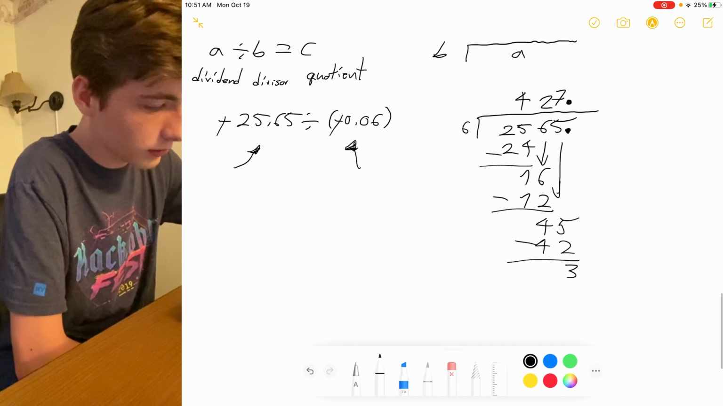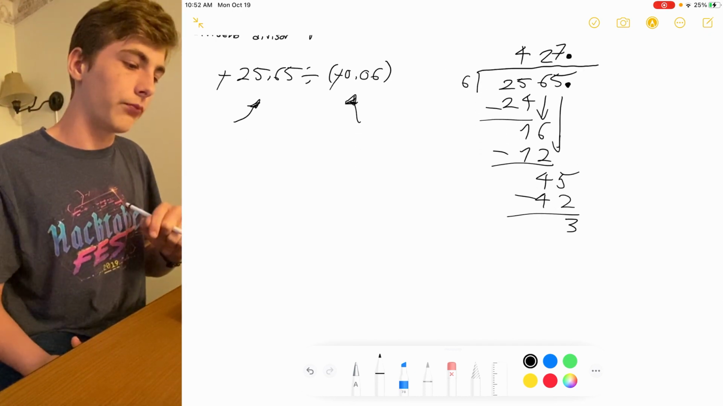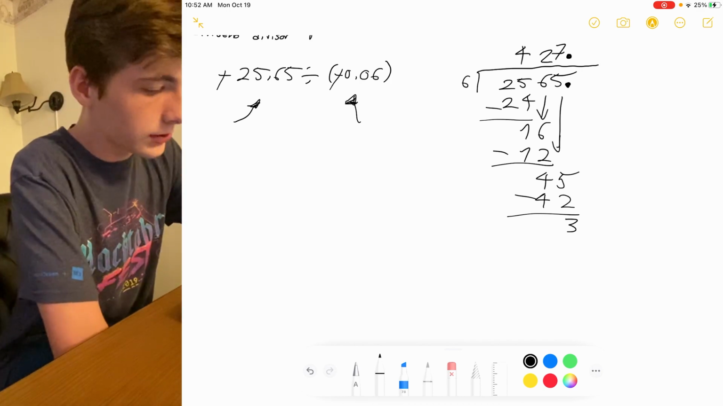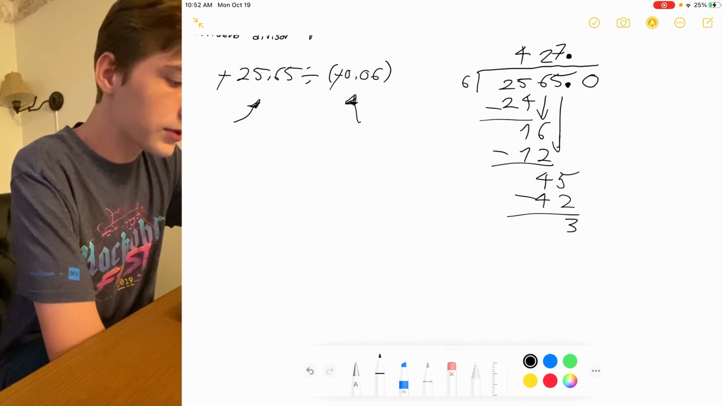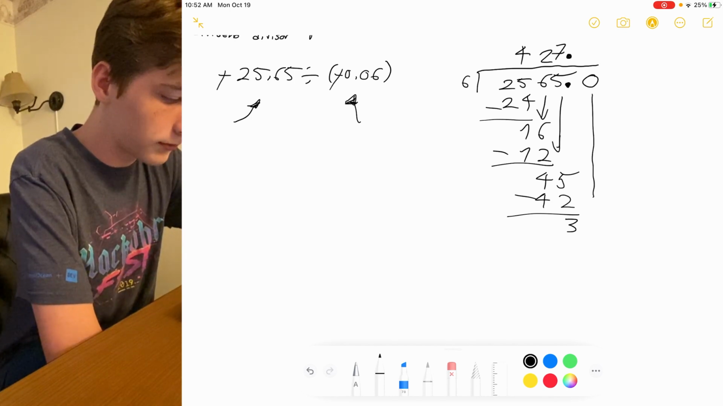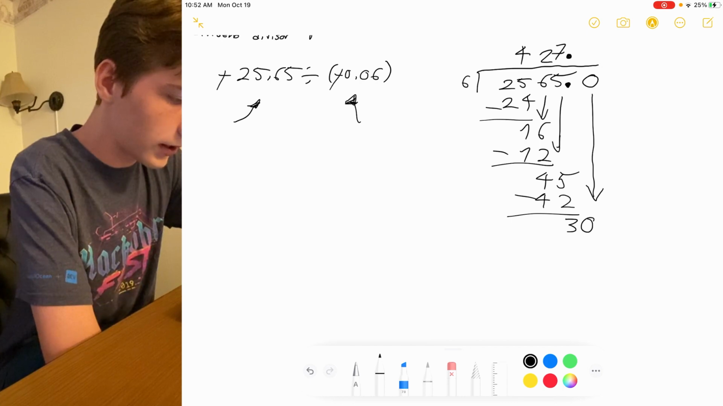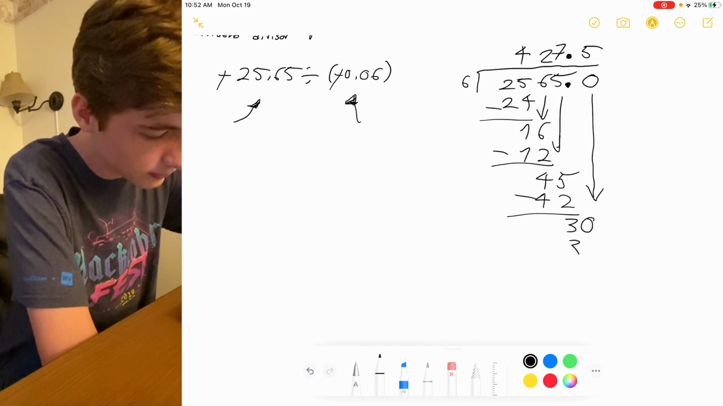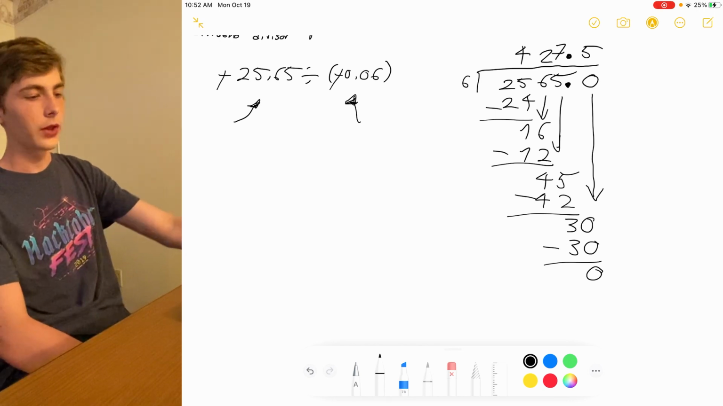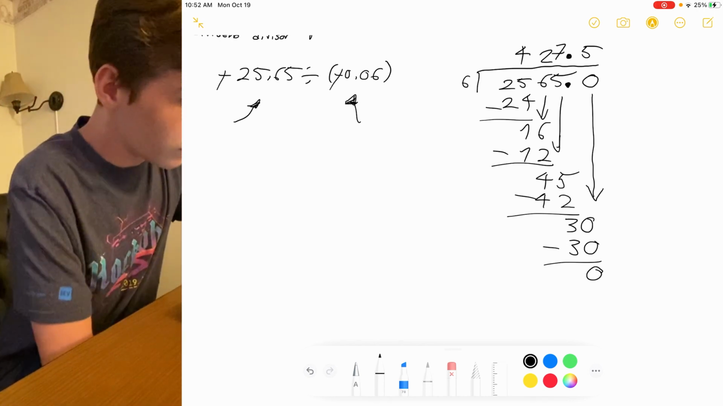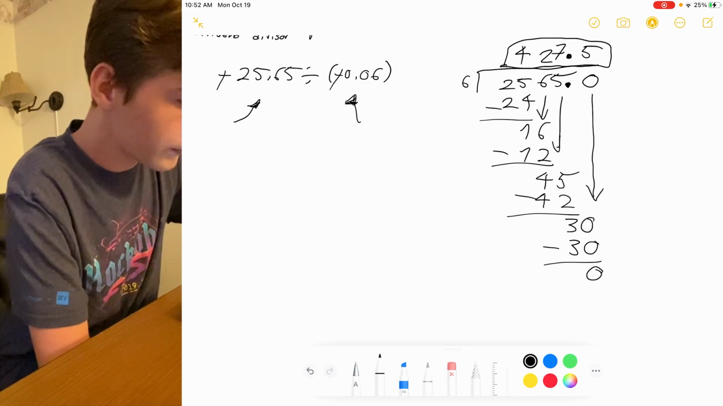And normally with division, that would be your remainder, right? But when we're doing it with decimals, if you remember, we can just add as many zeros as we want on the end here. So we're just going to add a 0 there and bring that down. So now it's 30, and 6 goes into 30 5 times. 6 times 5 is 30, and now that's going to be 0. So the answer then would be this right here, 427.5.